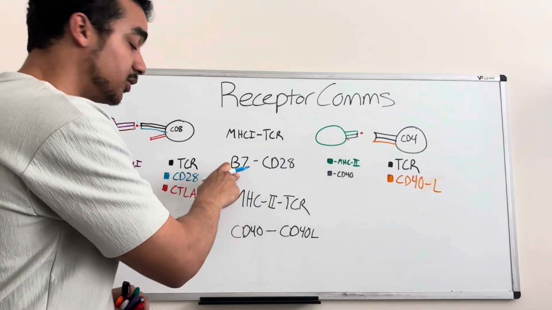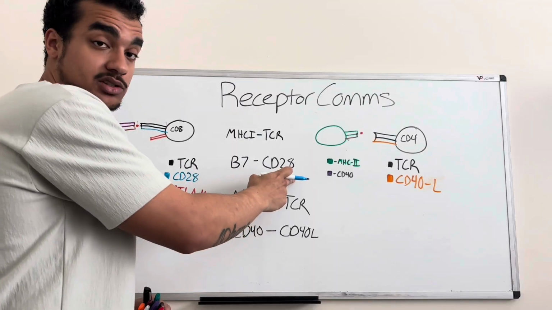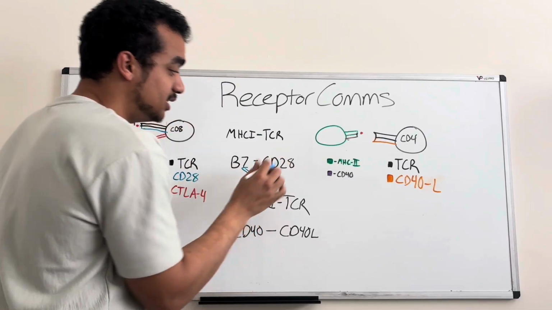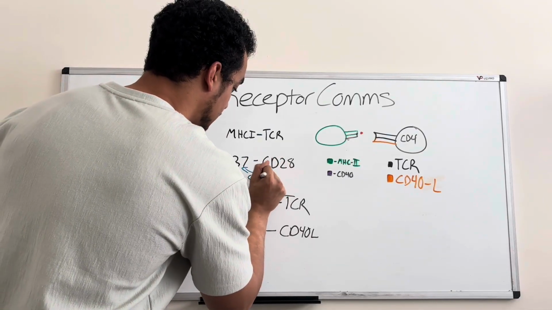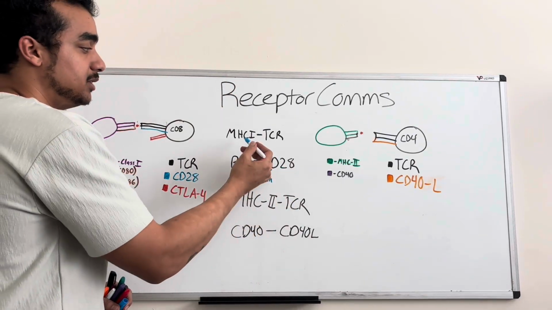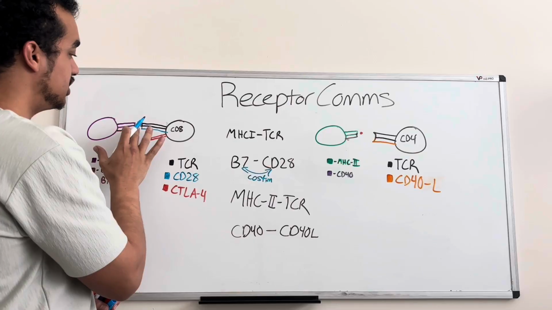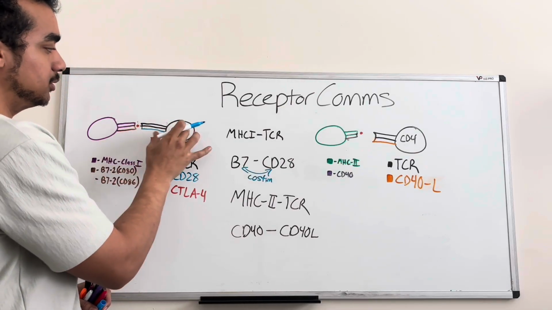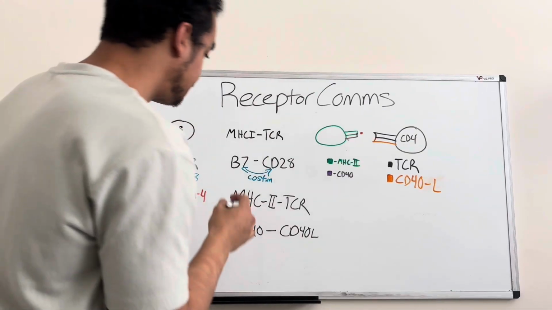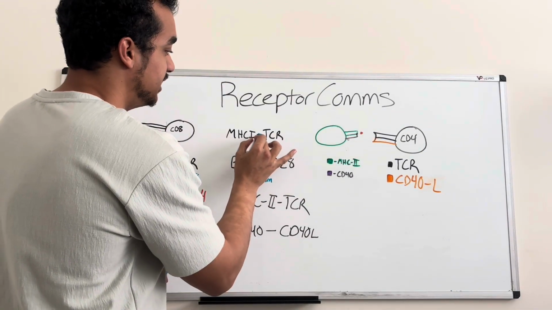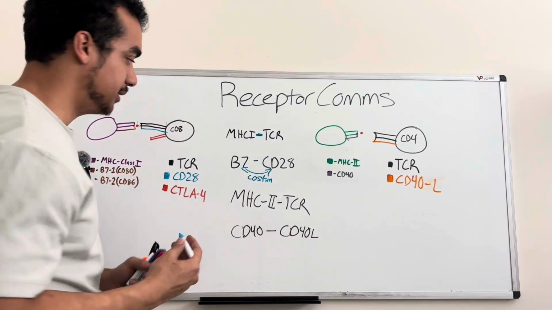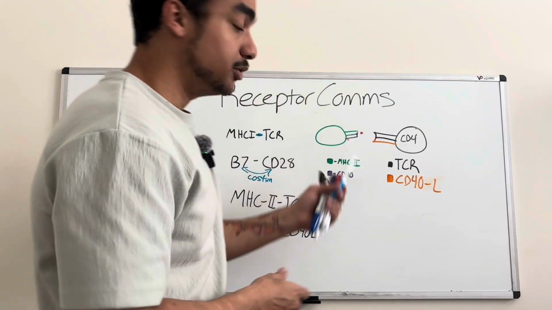And this B7 or CD80 is going to bind to CD28. This is what we call a co-stimulatory binding. I'm going to say co-stim. It's going to co-stimulate this reaction in order to make sure that this antigen properly activates the CD8 T cell to destroy the cell, right? So it's going to co-stimulate the binding of this in order to cause its cytotoxic effect, right? All right, let's move on to MHC2.